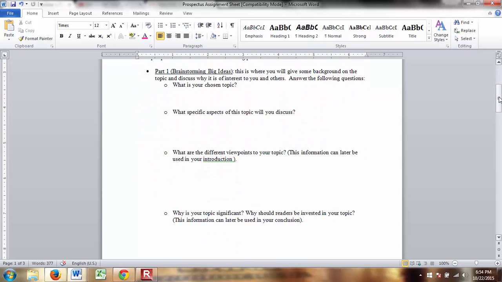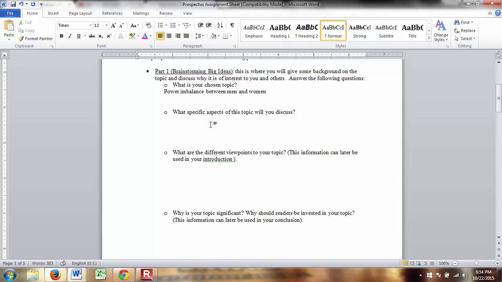So there's 4 parts here. The first part is brainstorming, okay? This is where you will give some background on the topic and discuss why it is of interest to you and others. Answer the following questions. So what is your chosen topic? Maybe you're talking about homosexuality, okay? Or maybe you're talking about, let's say, power imbalance between men and women, okay? All right, that's all you have to write there.